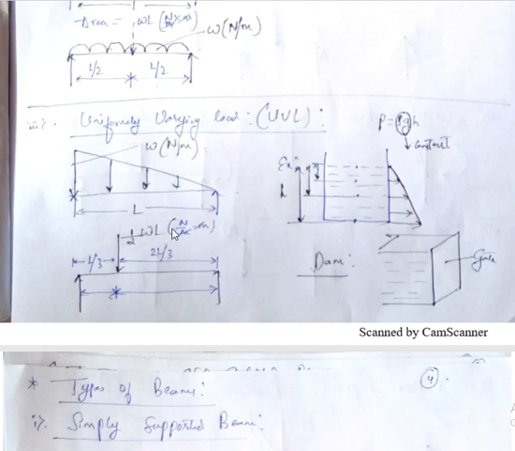Again look at the unit. What is the unit of load intensity? It is Newton per meter. What is the unit of length? It is meter. Then meter and meter will get cancelled, so the remaining is just the load unit, that is Newton.